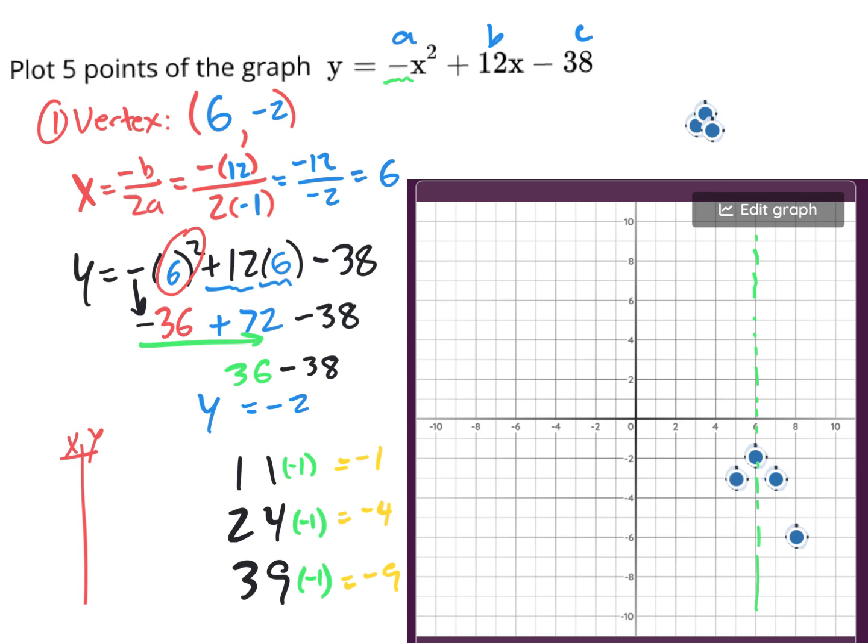So go 1 unit this way, plot it there. The other one is 2 units away, go 2 units this way, plot it there. Hit submit, you'll get full credit on this question.